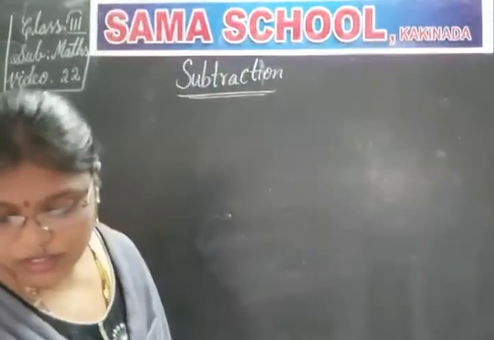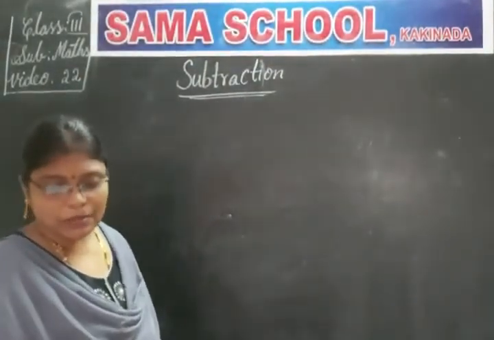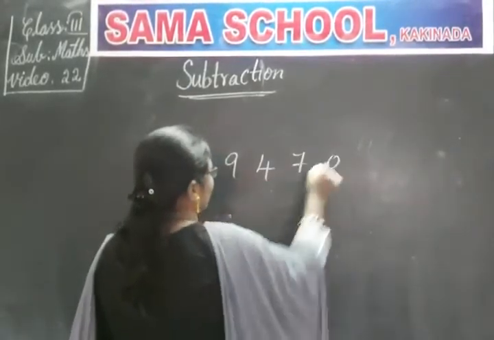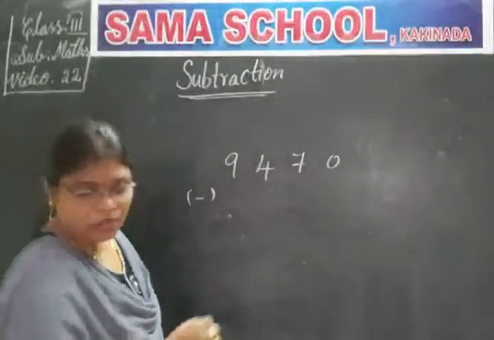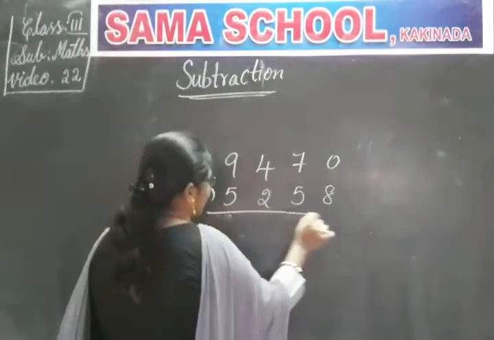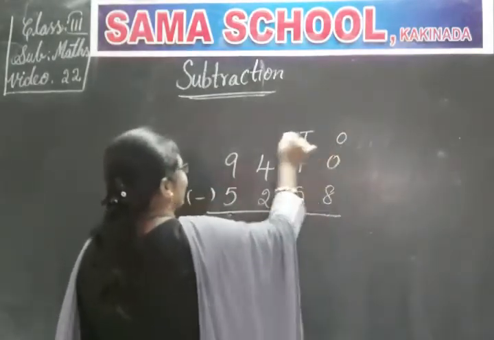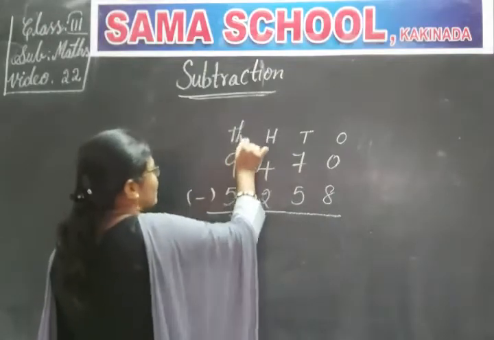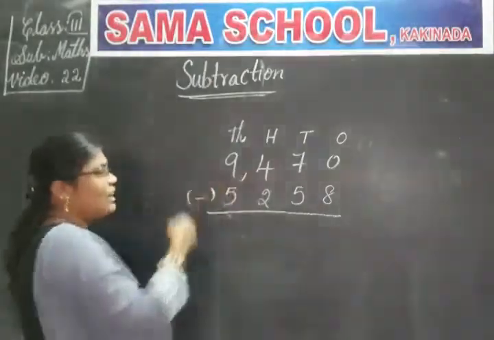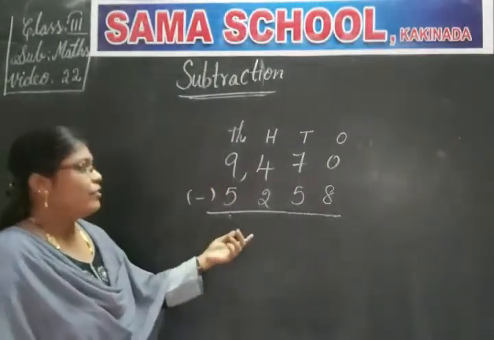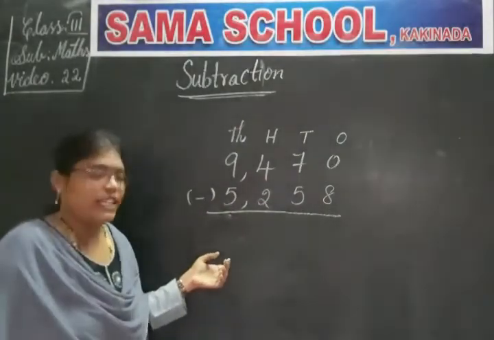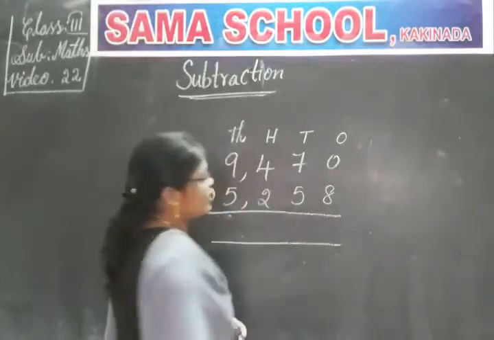Let us see. Let's take a number: 9470 minus 5258. Ones, tens, hundreds, thousands. Okay, what are the numbers? 9470, and 5258. Come on children, let's do the subtraction.